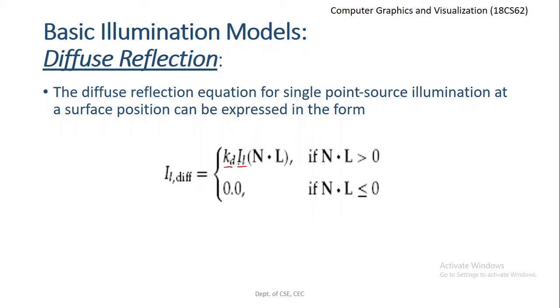times the intensity of the point light source times n dot L, if n dot L is greater than 0. Else, if the value of the dot product n dot L is less than or equal to 0, in that case, the diffuse reflection will be equal to 0. So this is what we have in this particular expression.